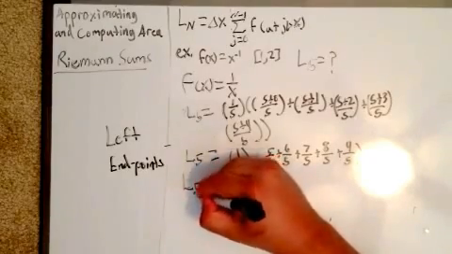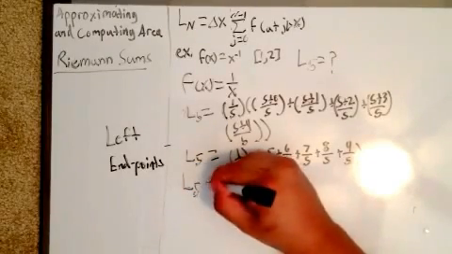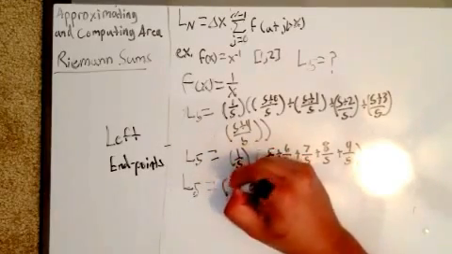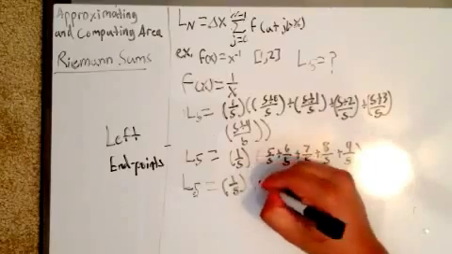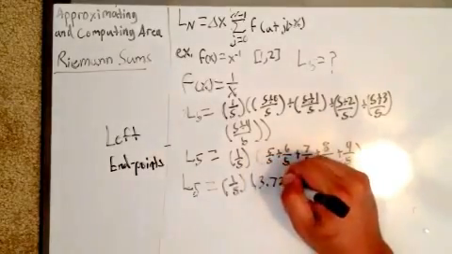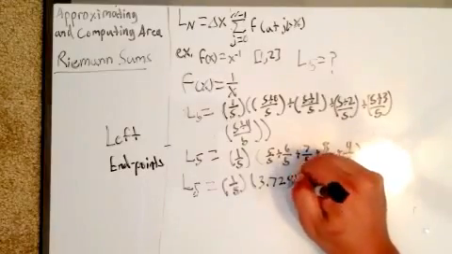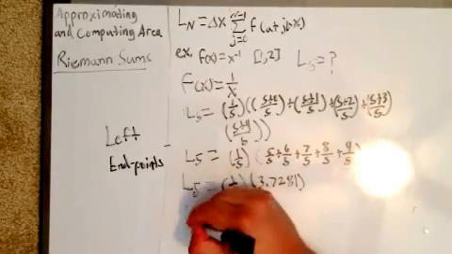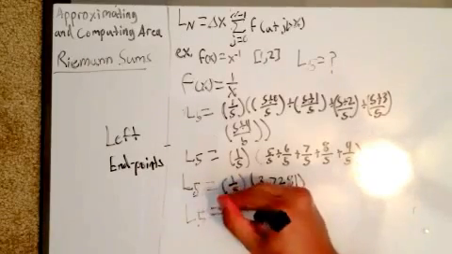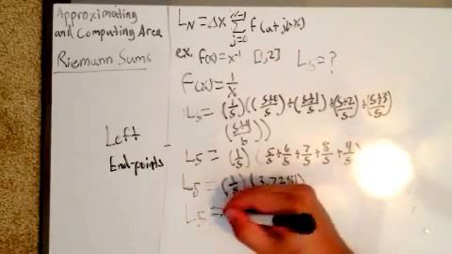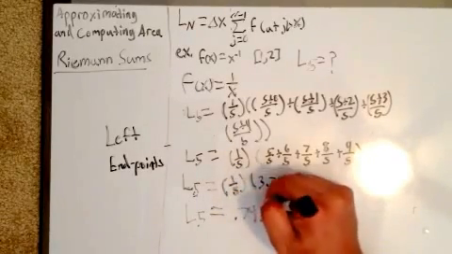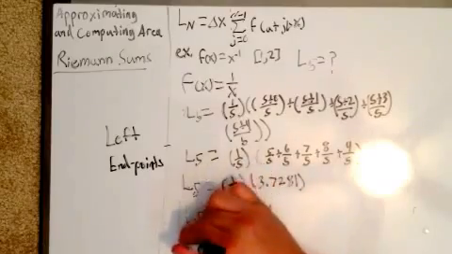L of 5 is equal to 1/5 times 3.7281. And then if we multiply those two together, L of 5 is equal to 0.7456. And that is your final answer.